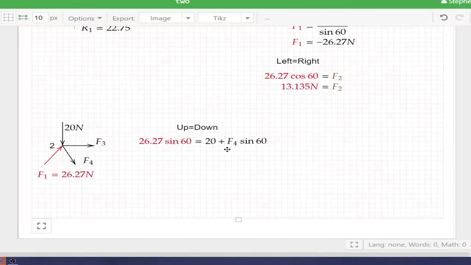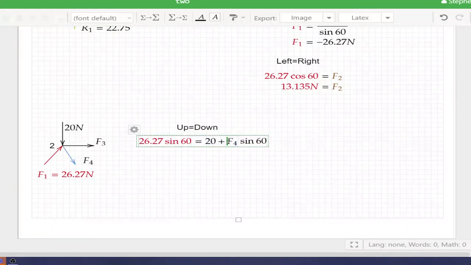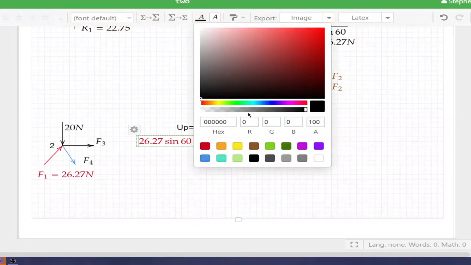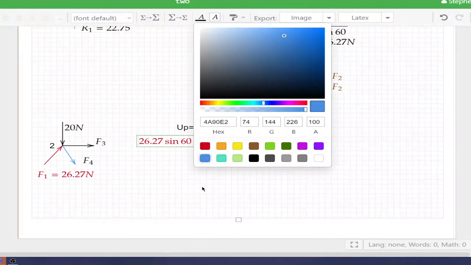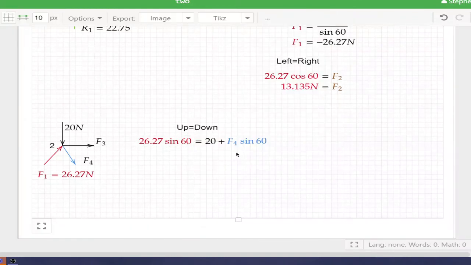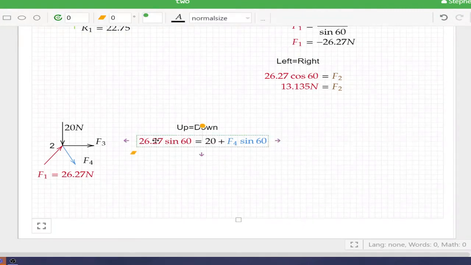So let's work our way through that. Shall we give F4 a nice colour? Let's say that nice blue colour. F4, nice blue colour, and sine 60 also a nice blue colour, just to help us keep track of what's going on. Okay, so we can bung this into our calculator, 26.27 sine 60, and we get an answer.